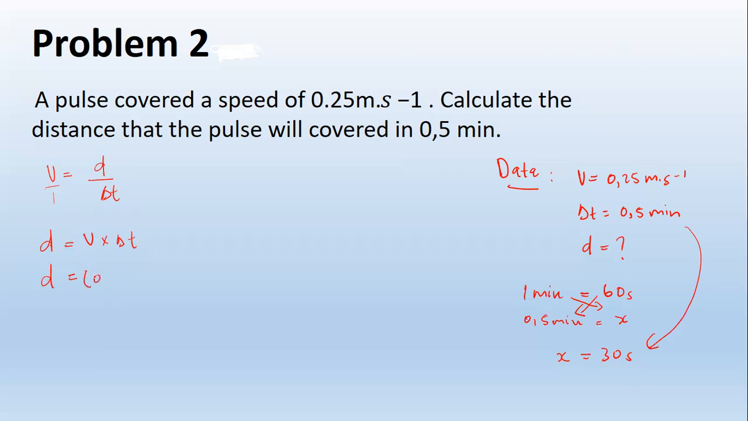Now what will be the speed of the pulse? In this case, they said our speed is 0.25. Close my bracket and open my bracket for time. In this case, our time will be 30 seconds. And therefore, when we punch this on our calculator, we actually get 7.5 meters. Remember, we are now calculating distance, and therefore this will be our units. I hope this problem is clear on how to calculate the speed covered by a pulse.